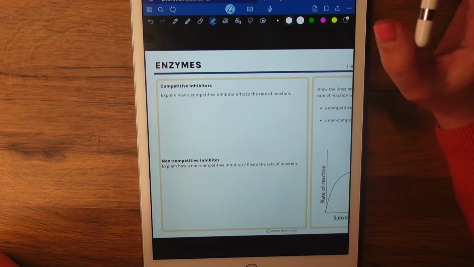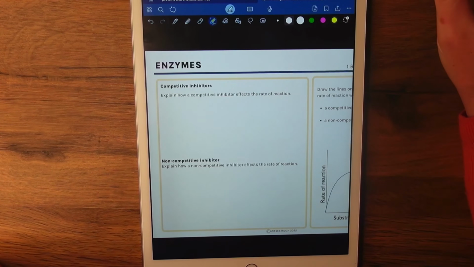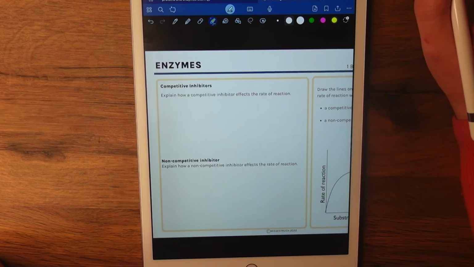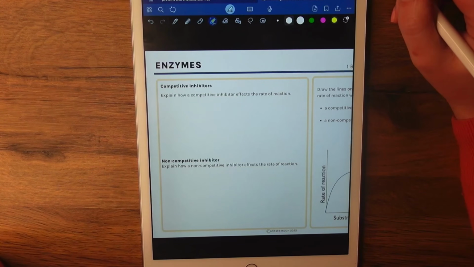Do we need to know about ligase? For AQA, you don't learn about ligase except for in gene technologies, but you don't need to know about Okazaki fragments or ligase for AQA.